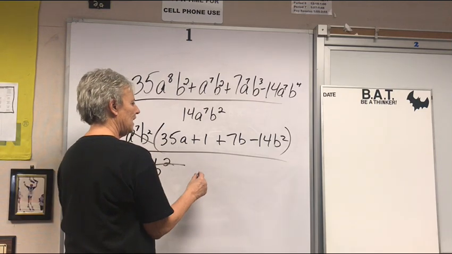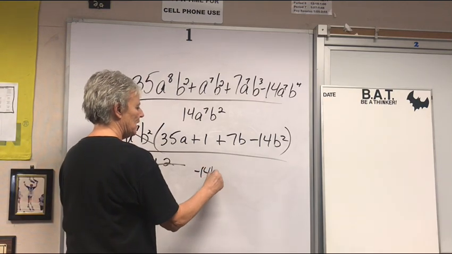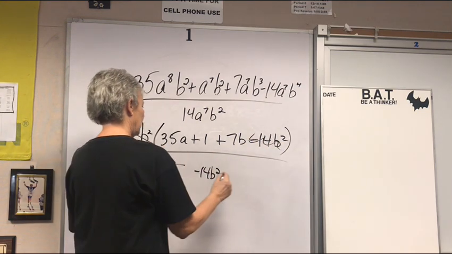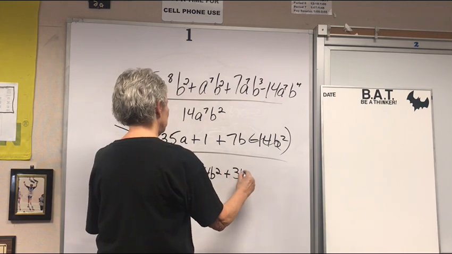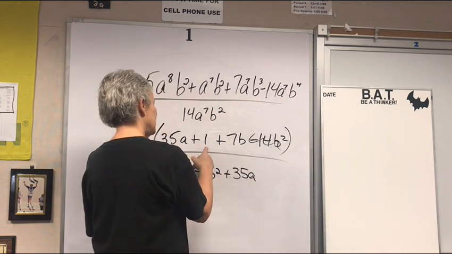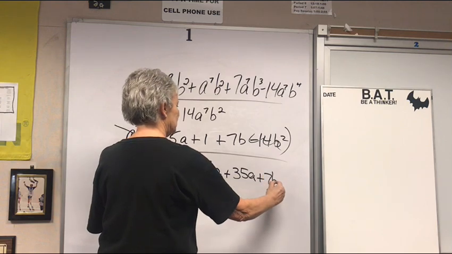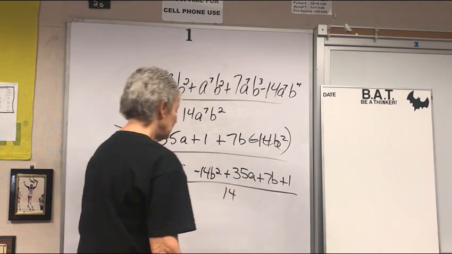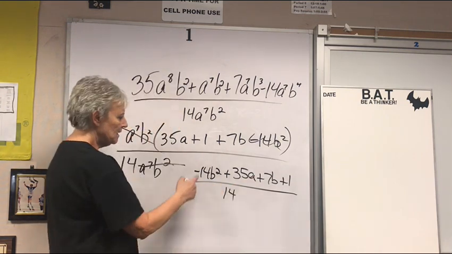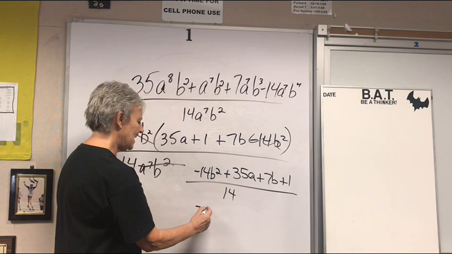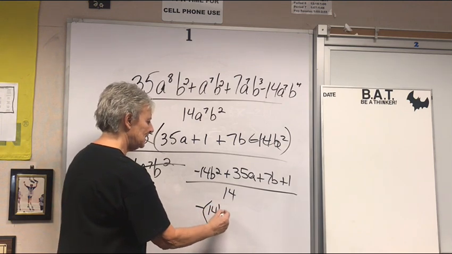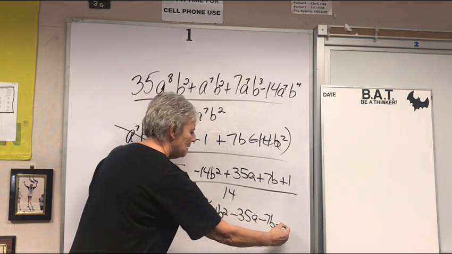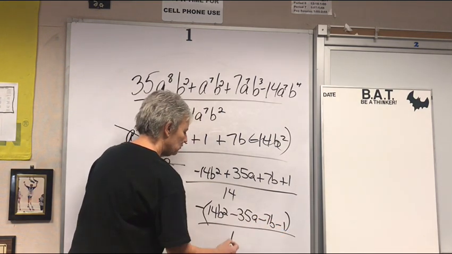All right, negative 14b squared, right, highest degree. Then in alphabetical order that would give us 35a, and then we would have 7b plus 1 all over just 14. Can't cancel out, it's plus now, but you've got to pull out your negative. Negative 14b squared minus 35a minus 7b minus 1 all over 14.